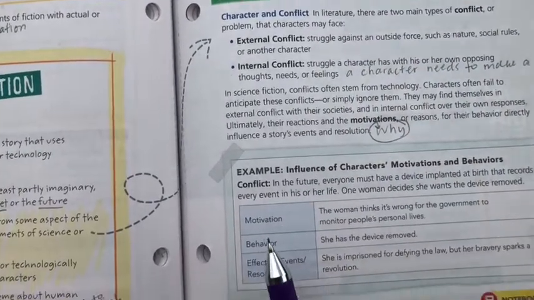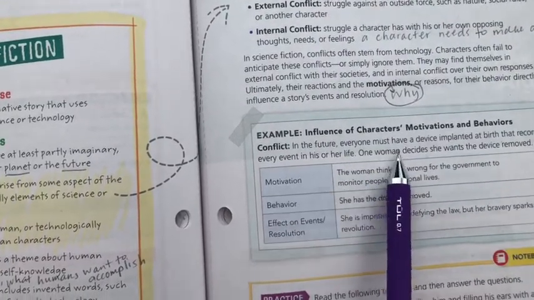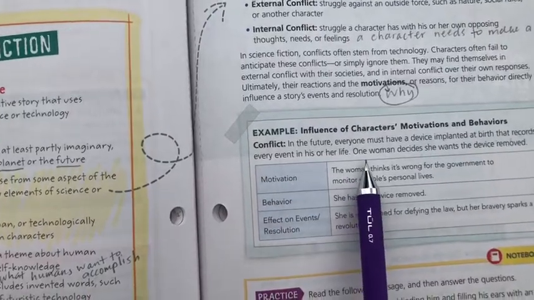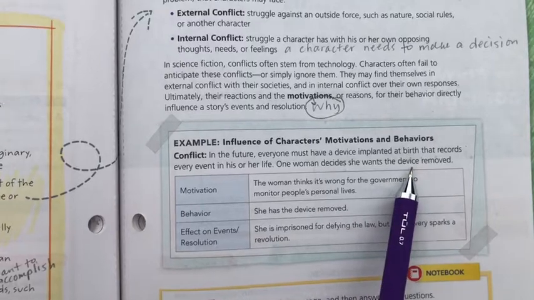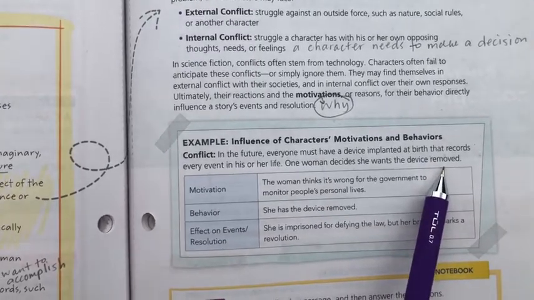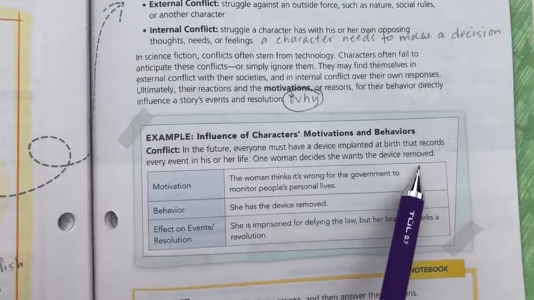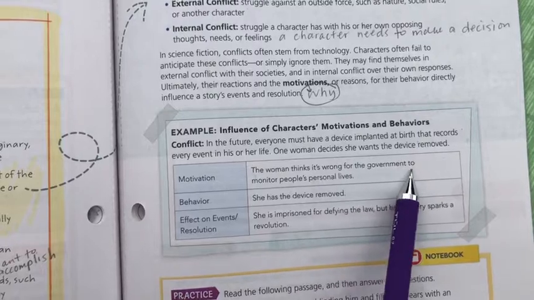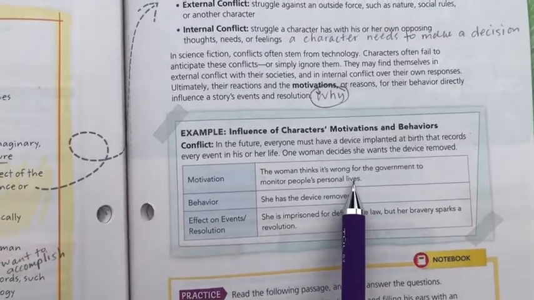So here's an example. Here we have a conflict. In the future, everyone must have a device implanted at birth that records every event in his or her life. One woman decides she wants the device removed. So we may see some internal conflict when she's trying to decide whether or not she should get this thing removed, right? Here her motivation is that the woman thinks it's wrong for the government to monitor people's personal lives. So this is why she wants it removed.